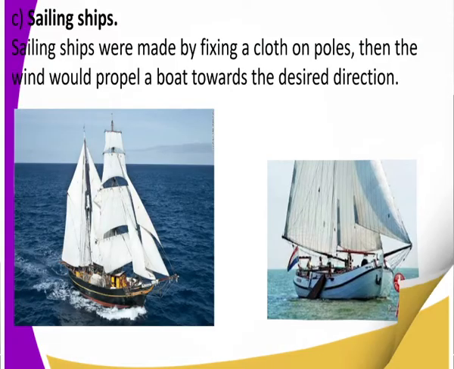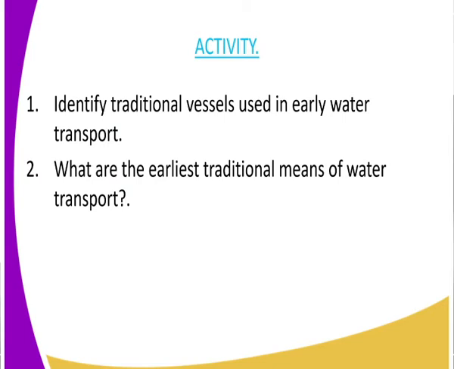Now, in conclusion, can you identify some of the traditional vessels used in early water transport? Not forgetting, we have already named a few, for example, the rafts, the canoes, and sailing ships. Can you name 2 other traditional vessels that were used in early water transport? And finally, can we also name other traditional means of water transport? So the first question, you name the vessels. Then the second question, you name the earliest traditional means of transport.